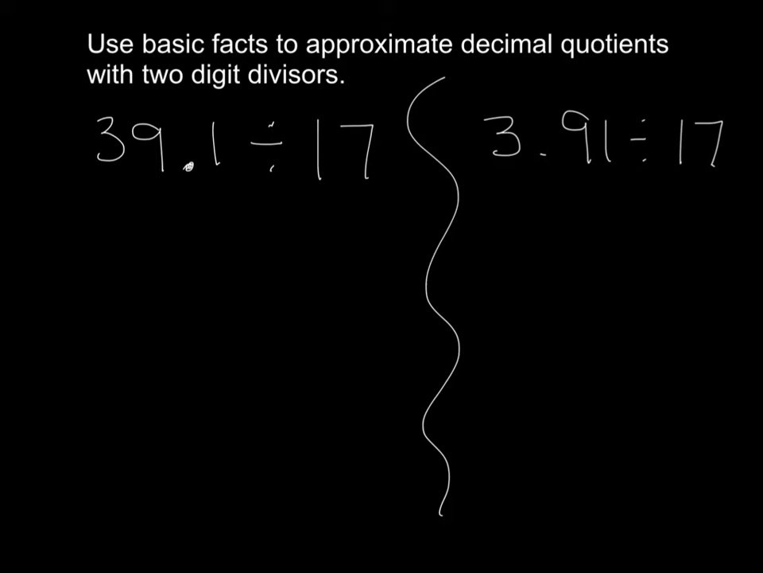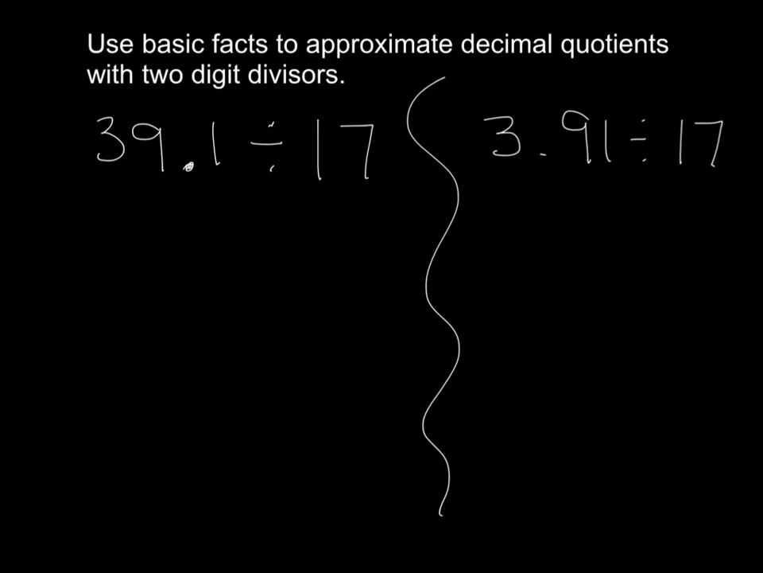This is our first video of the new year, and we are going to be using basic facts to approximate decimal quotients with two-digit divisors. So let's look at our first problem. Again, remember this second number here is our divisor. Okay, so how many groups of 17 can we make out of our whole, which is 39 1/10?